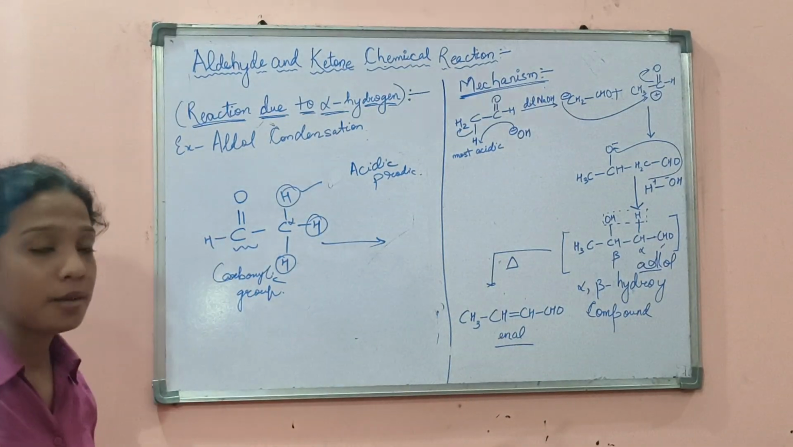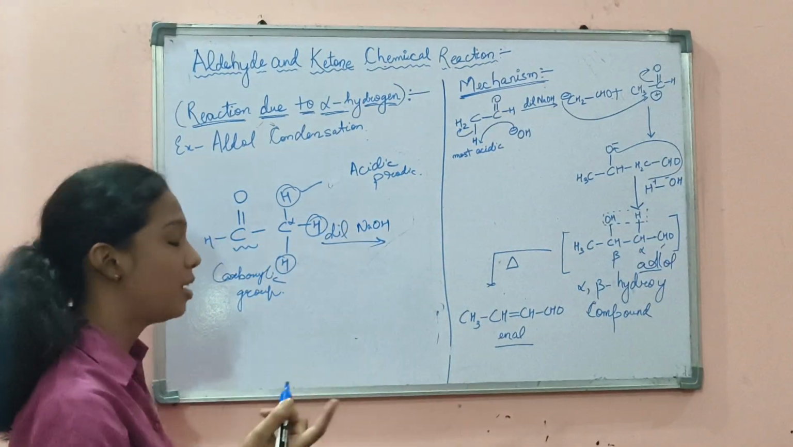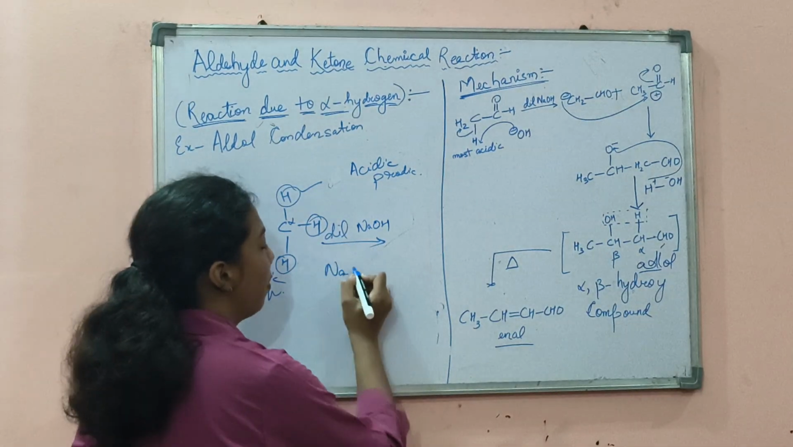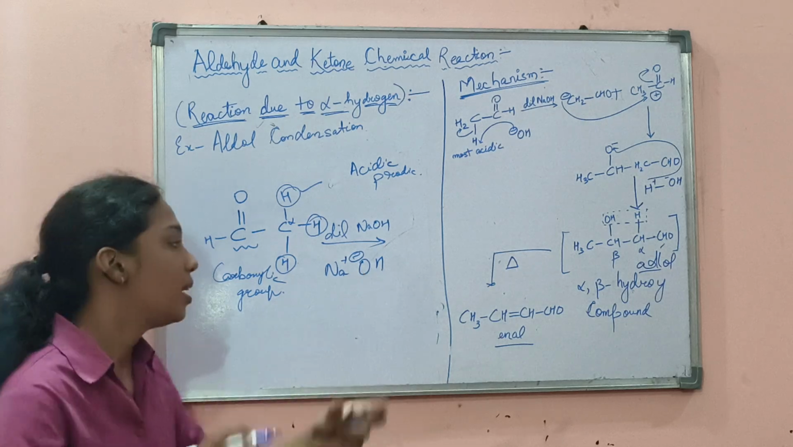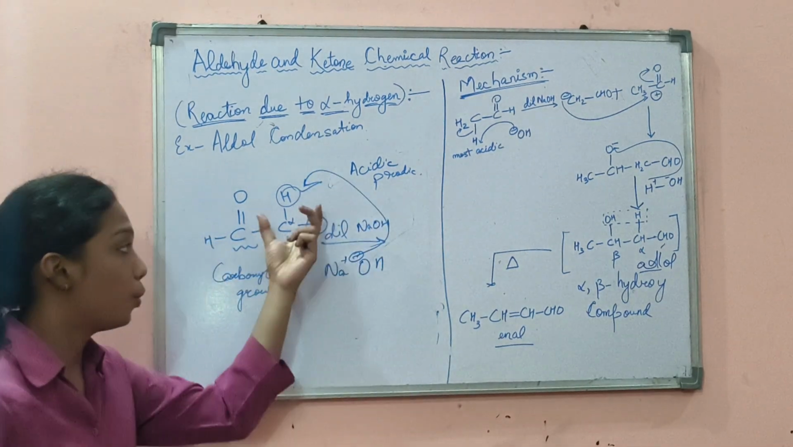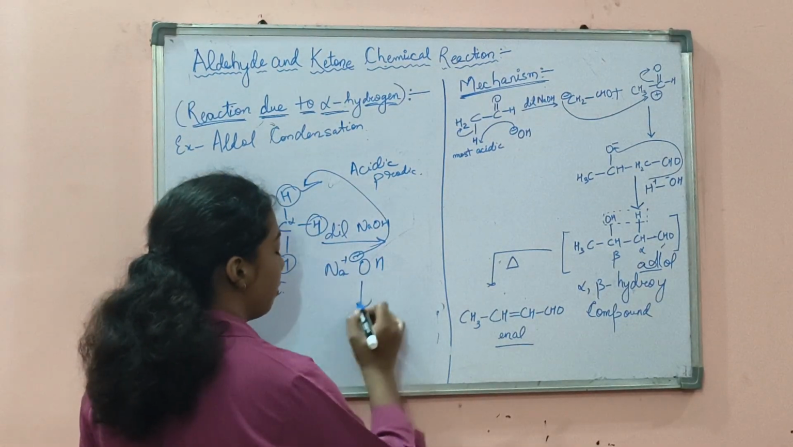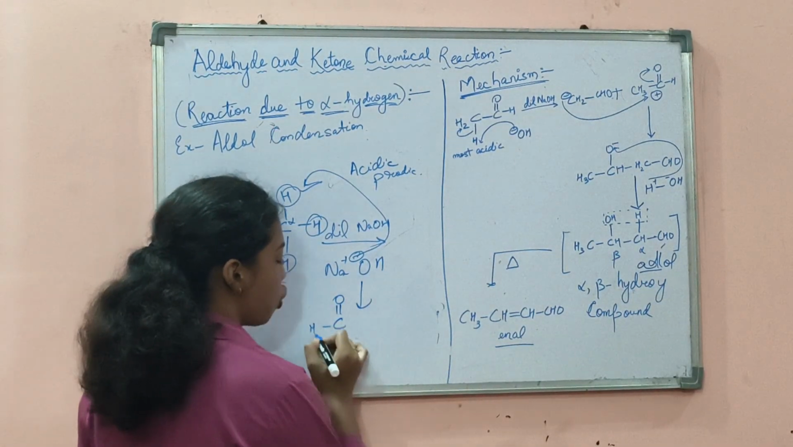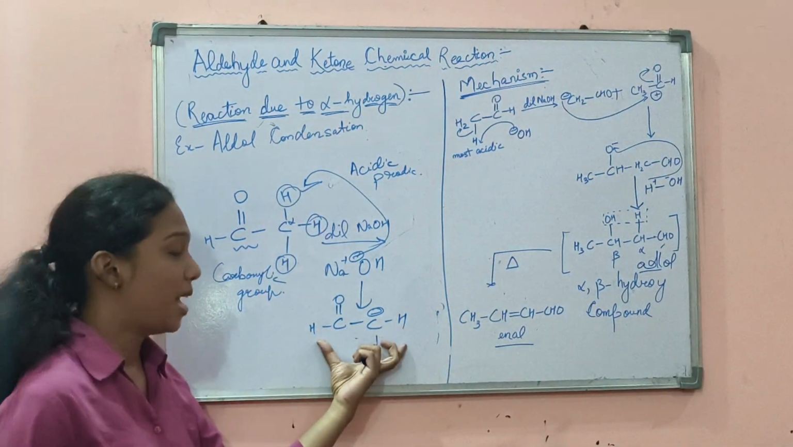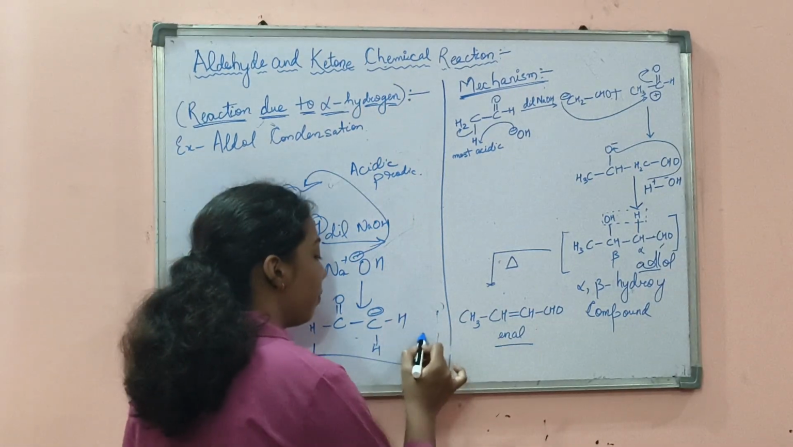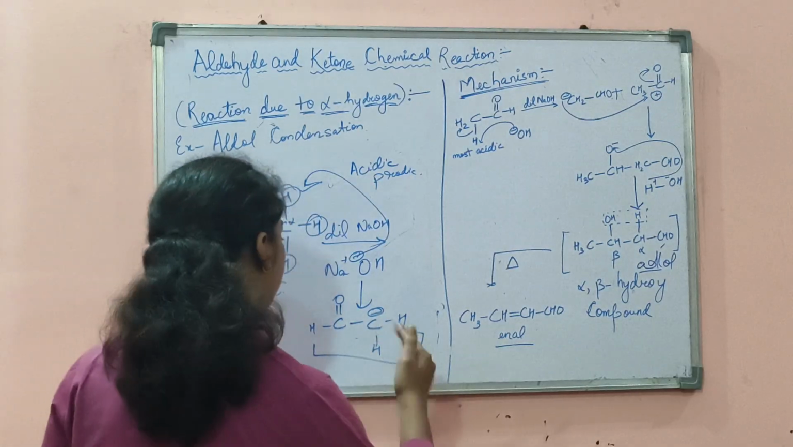We will take a base. The base we are taking is dilute NaOH, that is sodium hydroxide. Sodium hydroxide will break to form Na plus and OH minus. This OH minus acts as a base. It will abstract the H plus ion, the proton, from the carbon next to the carbonyl group, and form C double bond O, H, C negative, hydrogen. Now this compound we can take as a nucleophile, which we will see further.